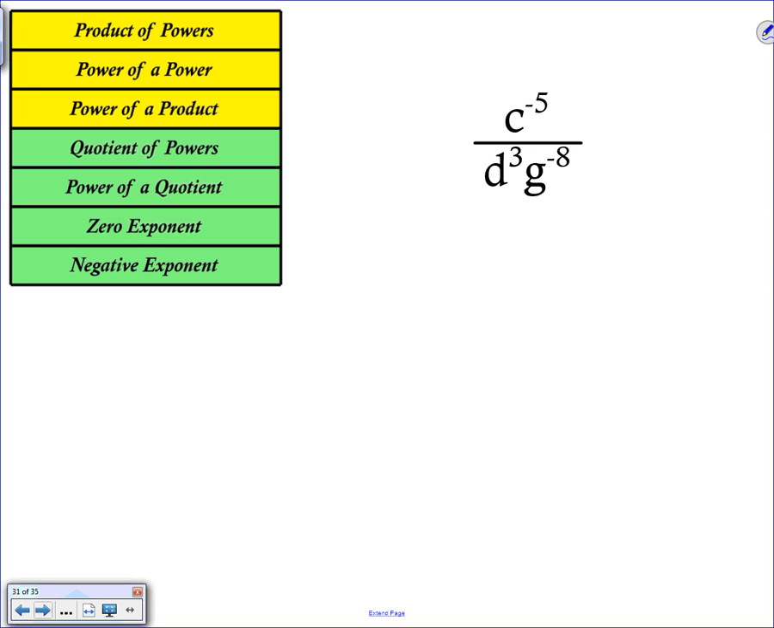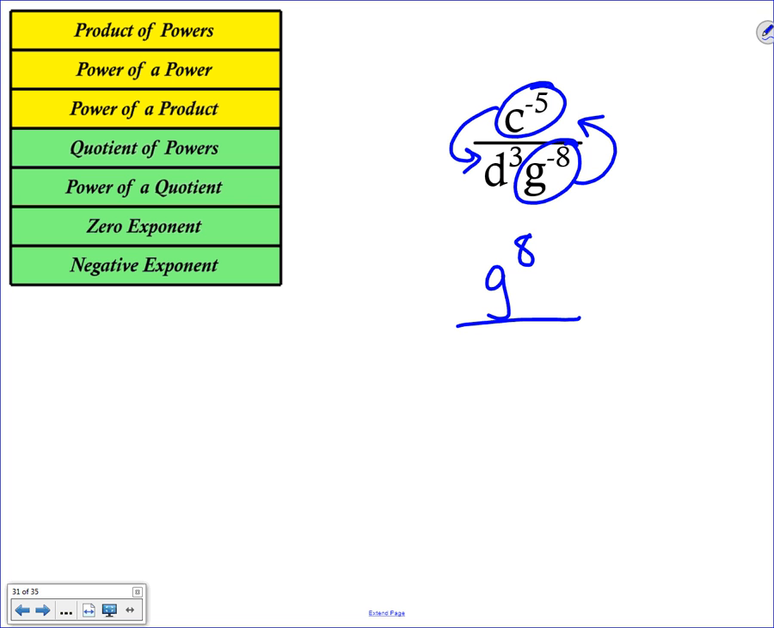C to the negative 5 over d cubed, g to the negative 8. Move my exponents. C to the negative 5 has to go to the denominator. G to the negative 8 has to go to the numerator. So I now have g to the 8th power, I apologize, over c to the 5th, d cubed. Negative exponents, I need to do the reciprocal.